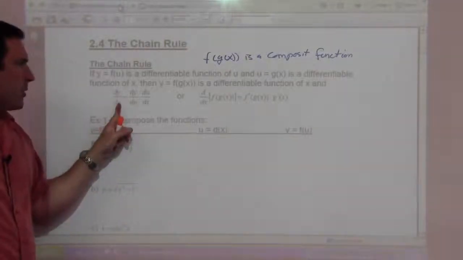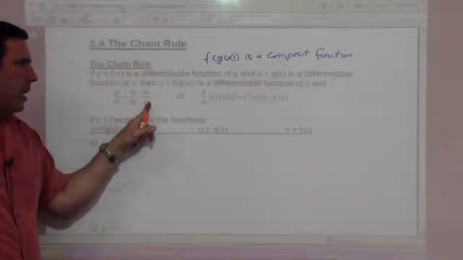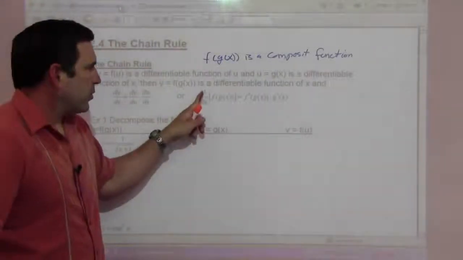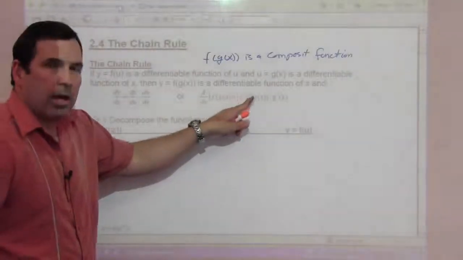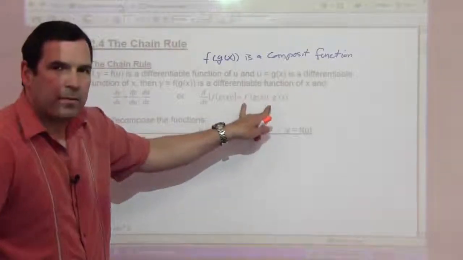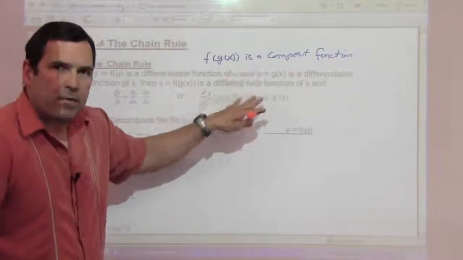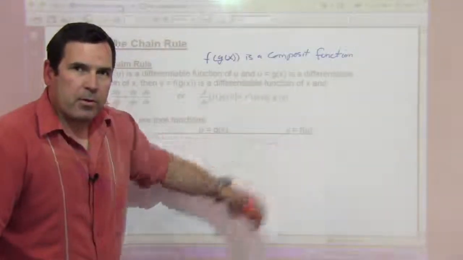The derivative with respect to x is going to be dy du times du dx, or it might be easier to see this: the derivative with respect to x of f of g of x is f prime of g of x times g prime of x. So it's the derivative of the outside function with the inside function staying intact, then multiply by the derivative of the inside function.